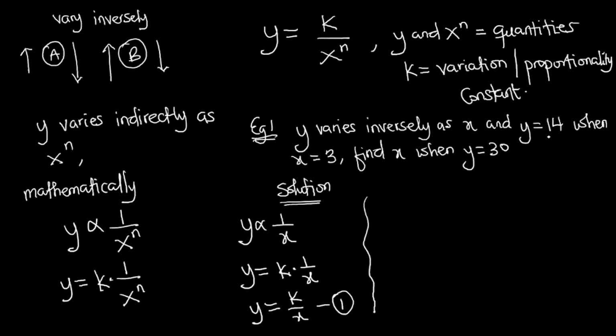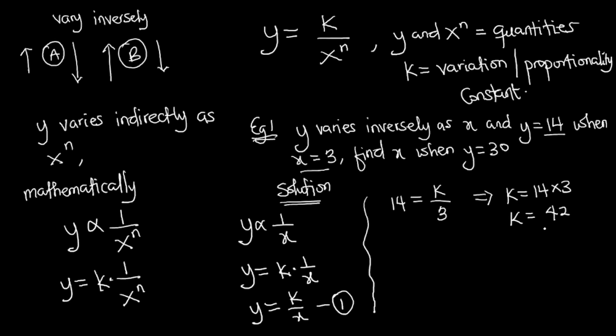If we do the substitution, y is equal to 14 and x is equal to 3, we have 14 is equal to k on x, which is now 3. This implies that if we cross multiply, the value of our k will be equal to 14 multiplied by 3, which will give us a value of 42 when we compute this into our calculator. So 14 multiplied by 3 will give us what?